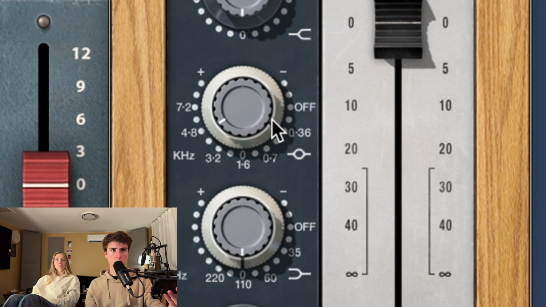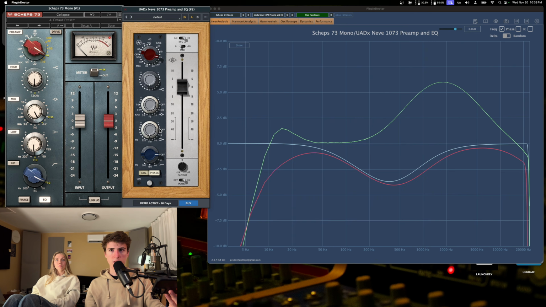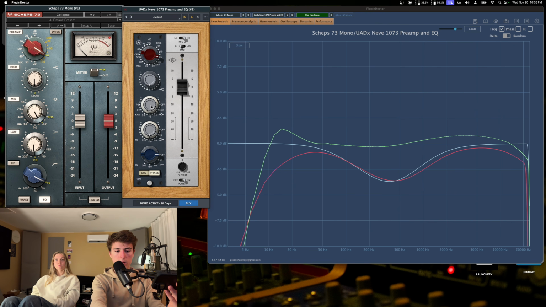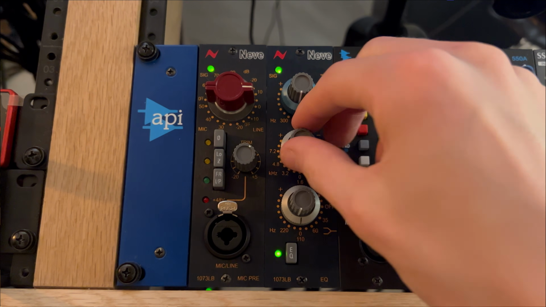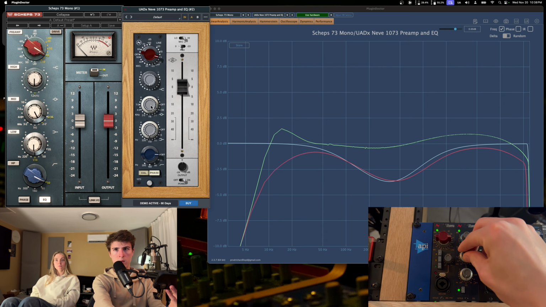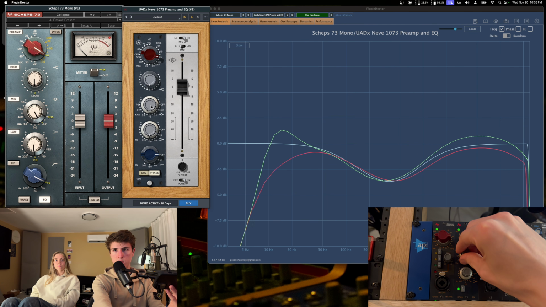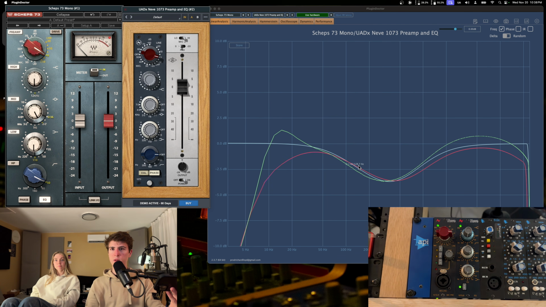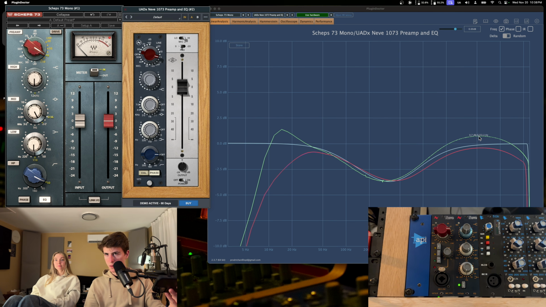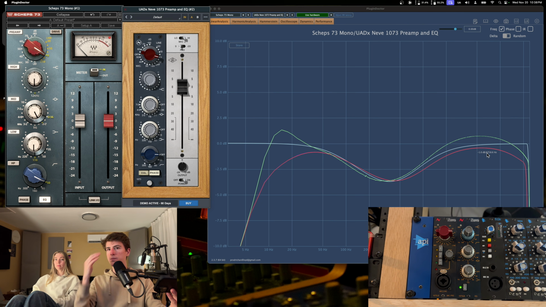UAD. Cut, see if we can match it. Fairly similar. It seems like the UAD is a touch higher. Okay, hardware. Waves is closer this time. Look at that. But they're all pretty similar. Now, this is a little different. Waves is closer, but the shape is better with the UAD.